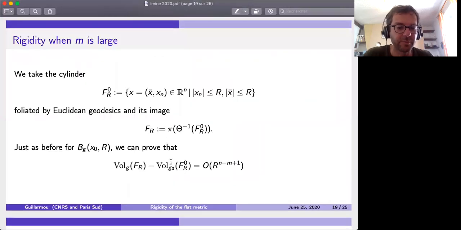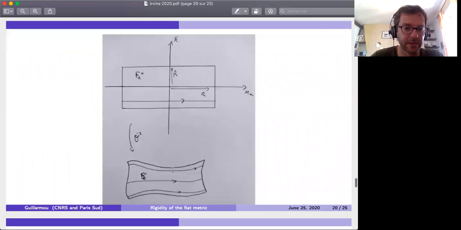Just as before, I said that the volumes of large balls for g and for g0 are kind of asymptotic. At least the difference is given by some power of R, which depends on m, on how close we are to a Euclidean space near infinity. Here, the same actually holds for this cylinder. I did it with balls first, but in fact it's also true with this large cylinder, with the same type of argument. So here is the picture.